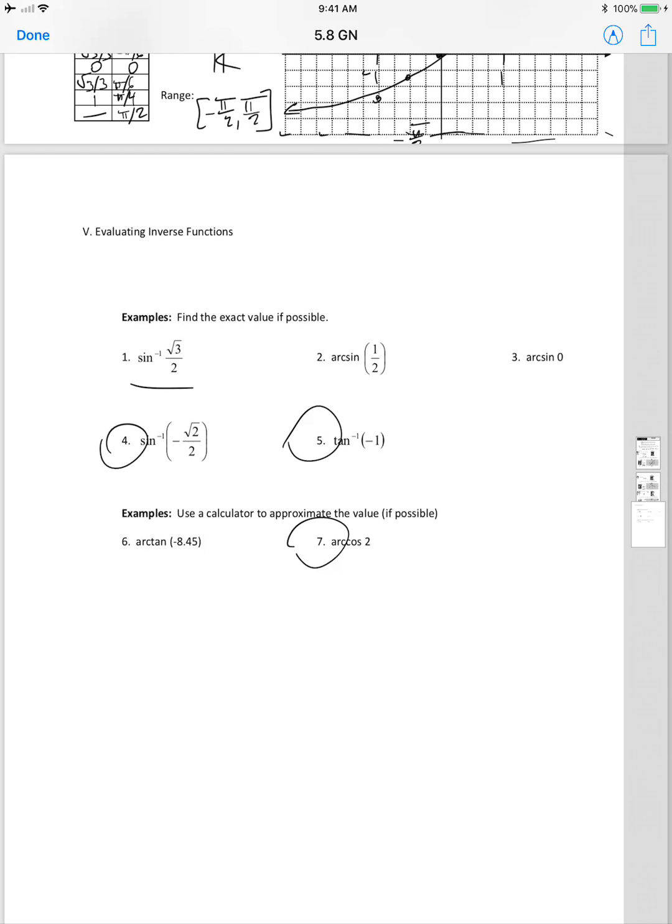Number 1, the inverse sine of the square root of 3 over 2. So I am putting in to the inverse sine function my side length ratio, and I want to know what is the angle that I would get out of that. So where is the sine equal to square root of 3 over 2?